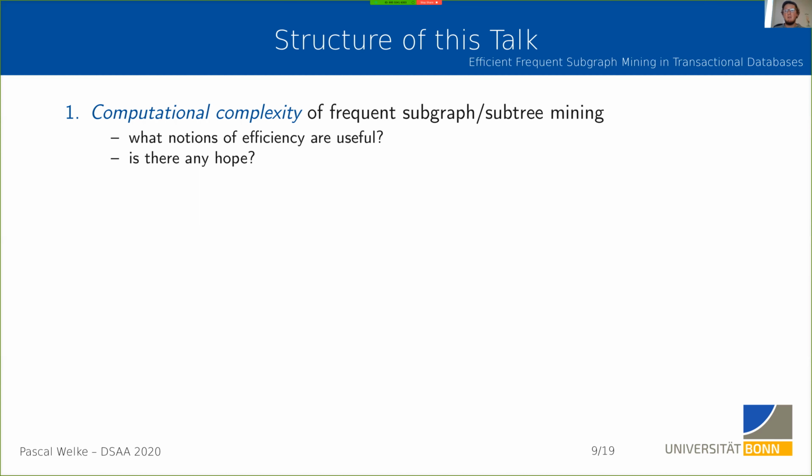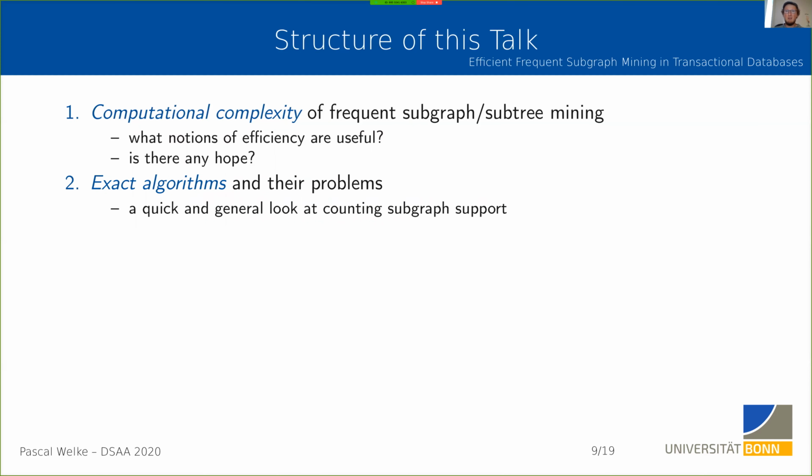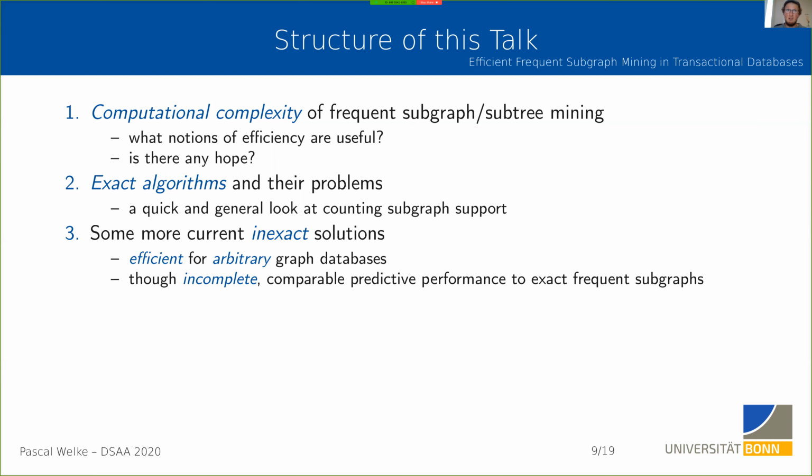And so we will be looking briefly into this, looking into the notions of complexity that might be useful for listing problems, and ask whether there is any hope for the exact mining, and give a revisit to the exact algorithms and their efficiencies, and then look at some more current inexact solutions that might hopefully convince you that there is still progress in this area, and there's also still some questions that need to be addressed, in my opinion.